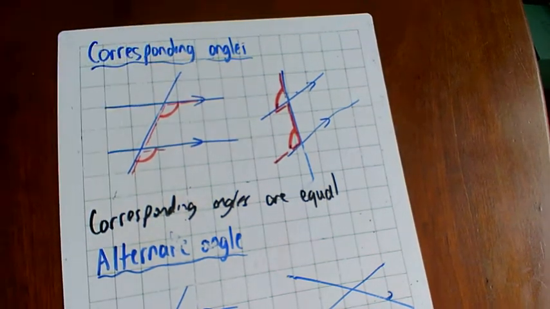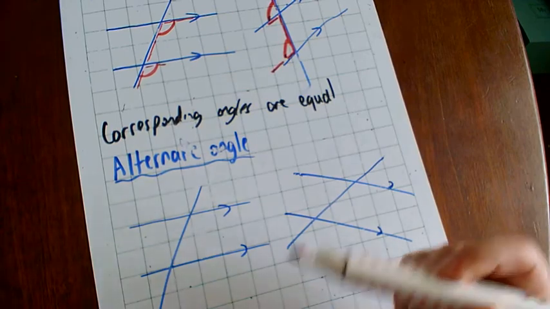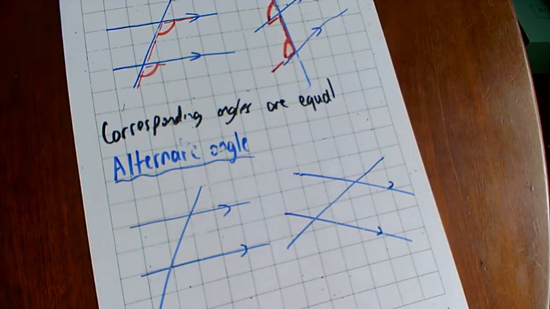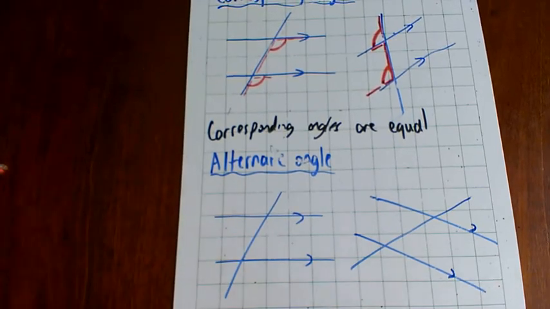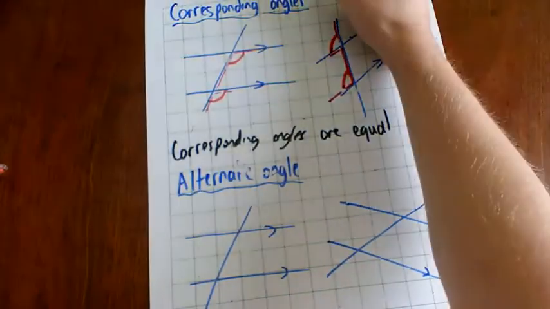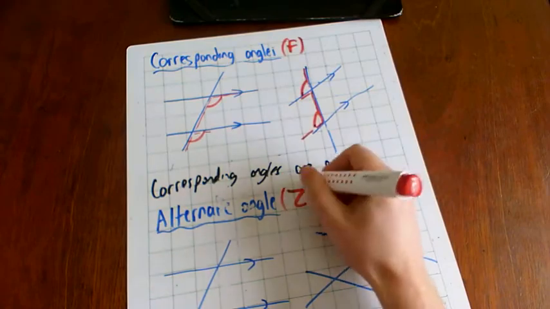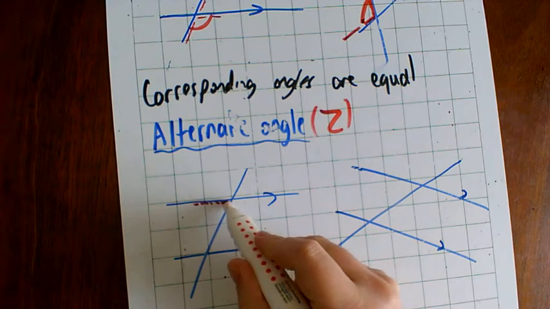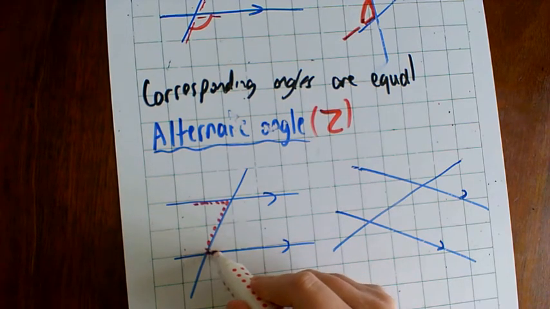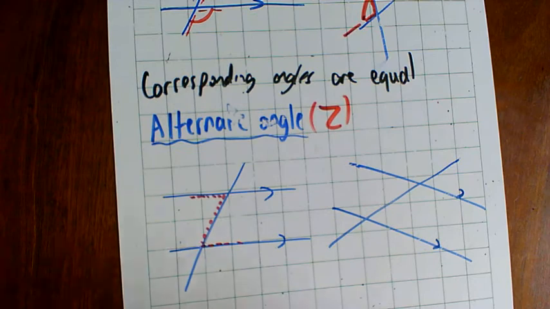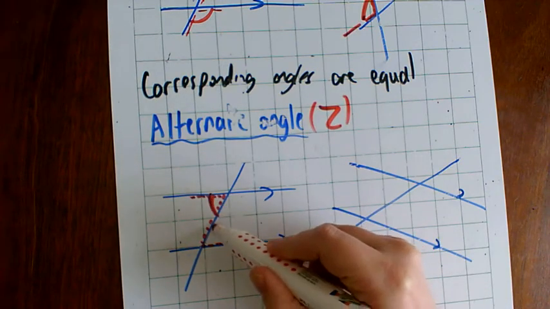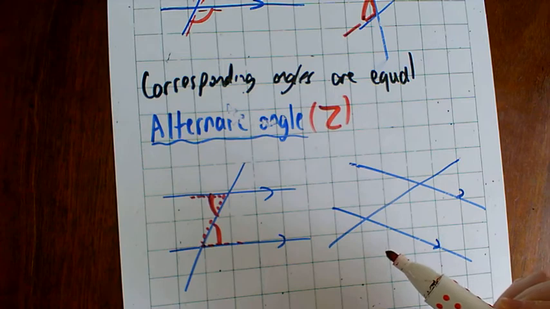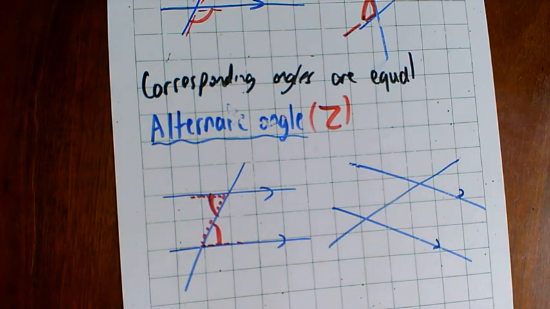Alternate angles are also equal. None of these contradict each other. They all complement each other. They're all different ways of showing different things. But for an alternate angle, instead of an F shape, you're looking for a Z shape. So I'll do a weak red line. When you see that Z shape, the angles within the Z, this angle and this angle, are equal. So alternate angles are also equal.